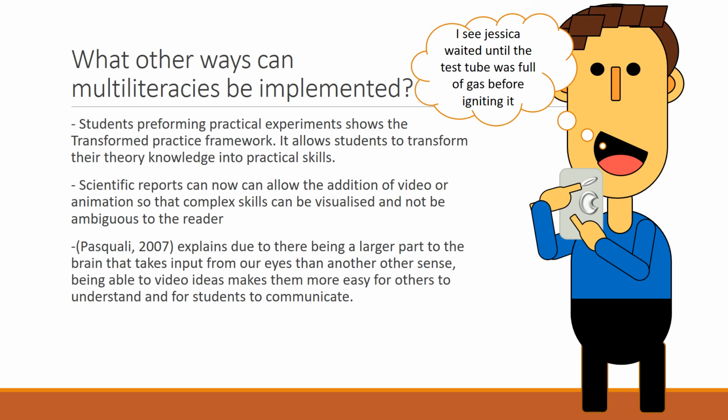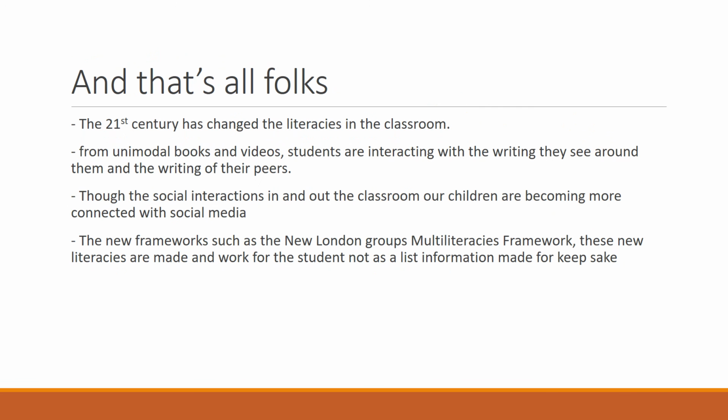The part of the brain that takes information from our eyes is much larger than any other sense. So for students to visualize what they are doing in the laboratory makes it easier for teachers to understand what skills the students are proficient in. 21st century literacies have changed from our childhood days of reading books and watching videos to a wonderful mix of the far in between. Our social lives have changed with the fast and easy transfer of ideas, and the way in which we use literacies has greatly improved with the wonderful work of the New London Group.